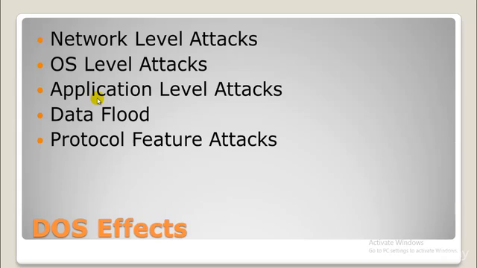In the previous tutorial, we took a look at different things as to how we can actually go ahead and carry out different types of attacks. In this tutorial, we'll be taking a look at the different levels of attacks. The levels of attacks can be at network level, operating system level, application level, data flood, and protocol feature attacks. Routers, IP switches, firewalls, these attempts to exhaust hardware resources using multiple duplicate packets or software bugs are called different levels of attacks.